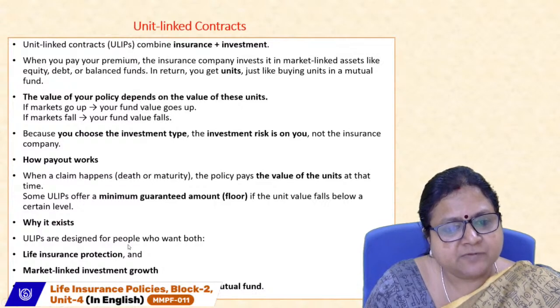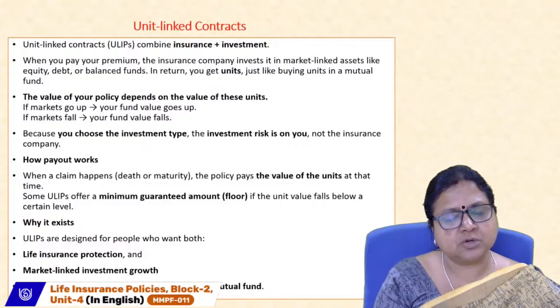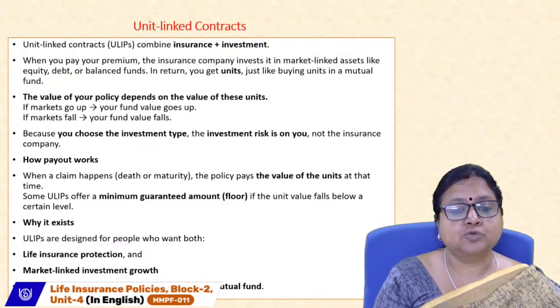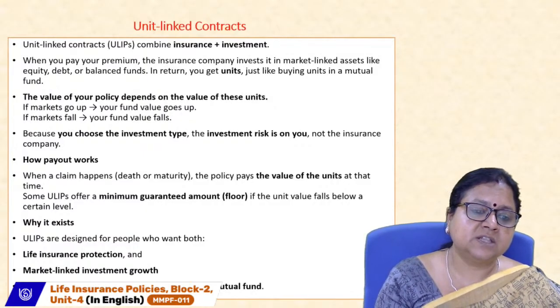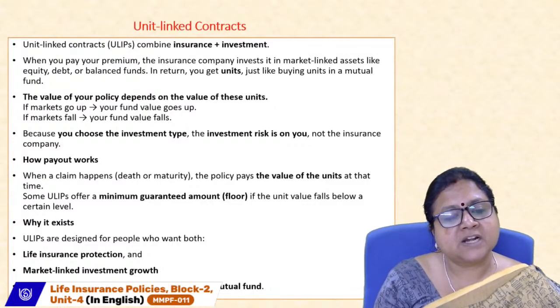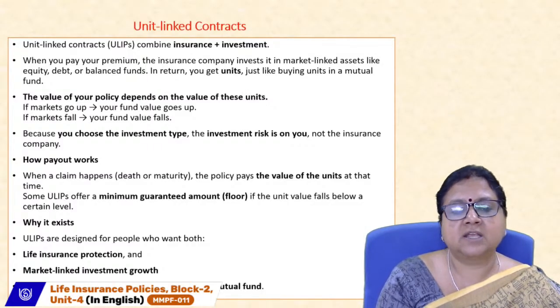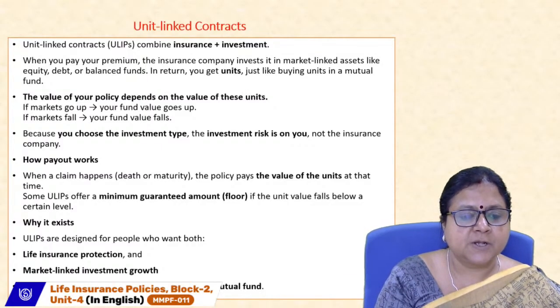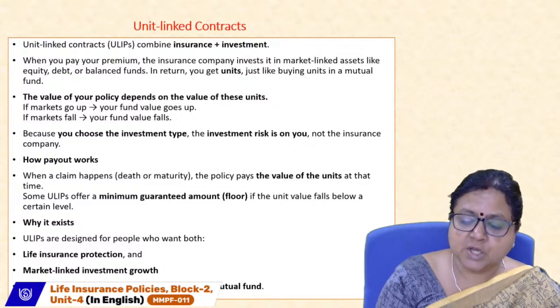So ULIPs are designed for people who want life insurance protection and also want to have their fate destined in the stock market, who want to invest in the stock market. So if they want market linked investment growth, then they can opt for such type of policies. It is a hybrid policy between insurance as well as the mutual fund.